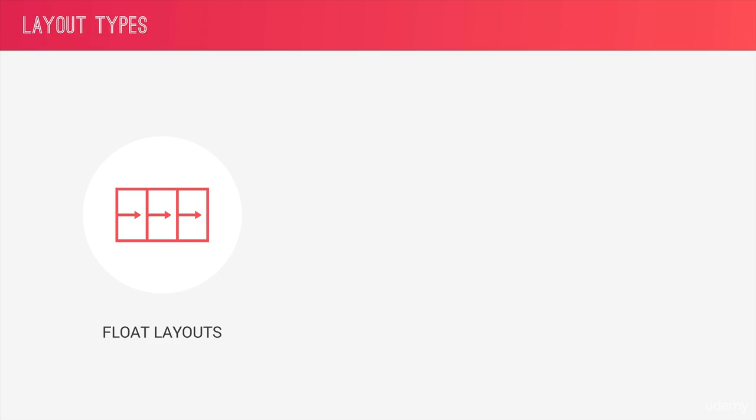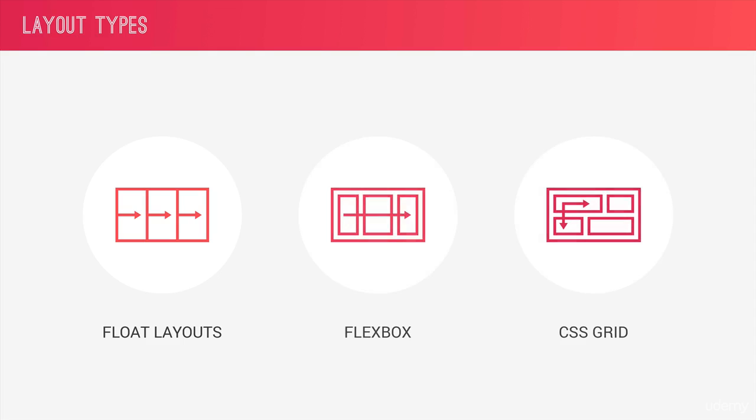This method is still being used in 2017, and it's still how I personally lay out my designs today. And that's because the alternatives are still not 100% supported by all browsers. So about these modern alternatives, I'm talking about Flexbox and the even more modern CSS Grid technology. And you probably heard of these, right?